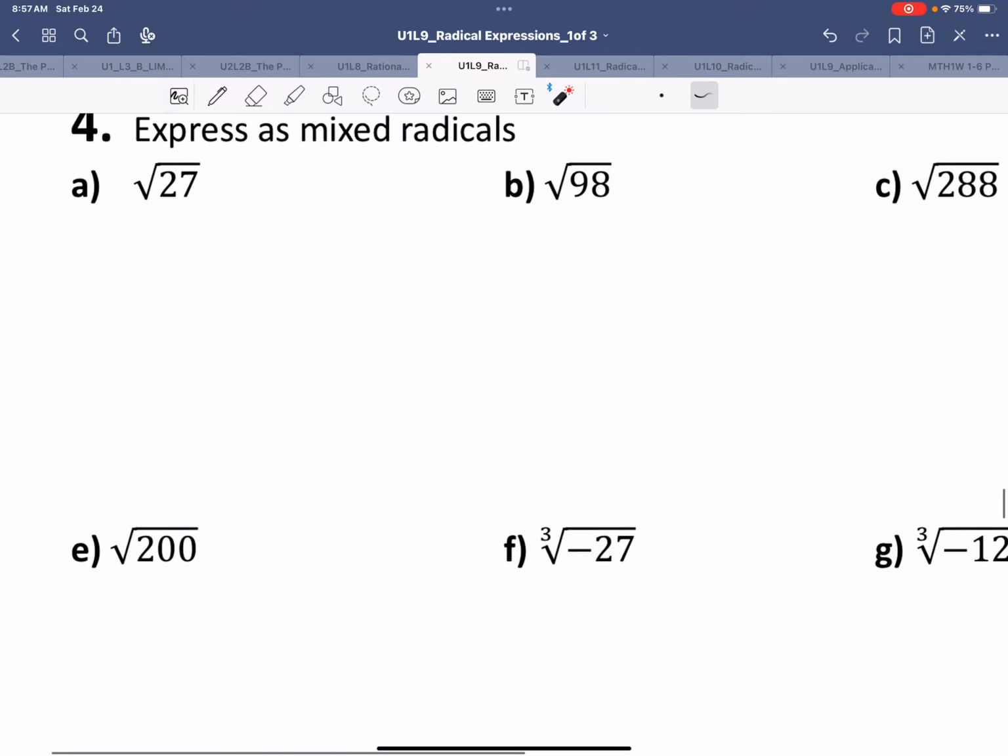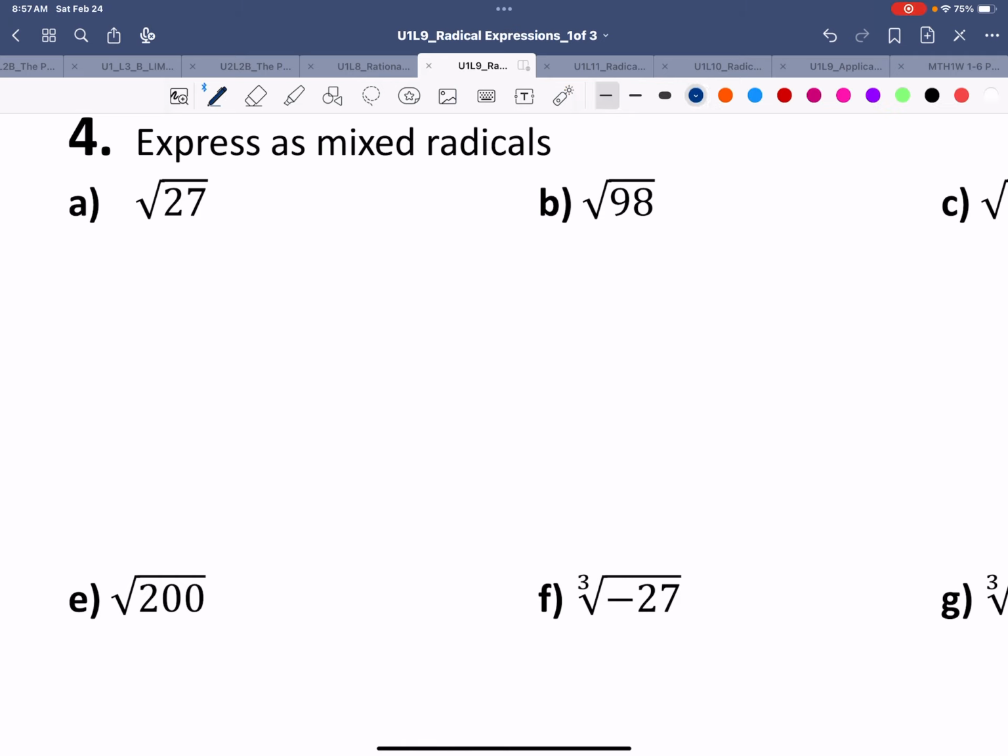So let's take a look at the first example. First we identify the index. The index is 2, which means that we can break the number 27 down into factors, and one of them has to be a perfect power of 2 for it to come out. So we're going to rewrite this as the square root of. So we're looking at number 27. We need perfect powers of 2, or perfect powers of the index.